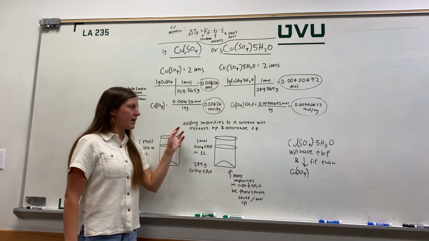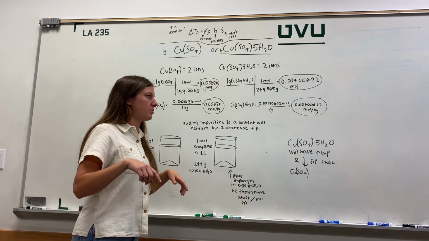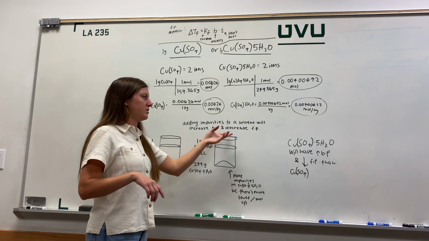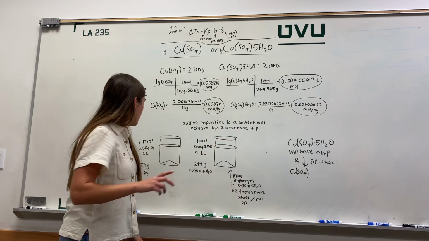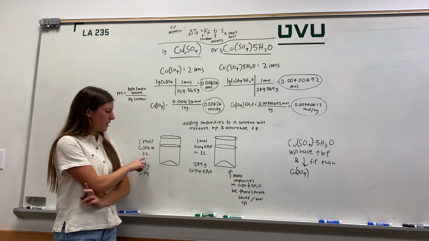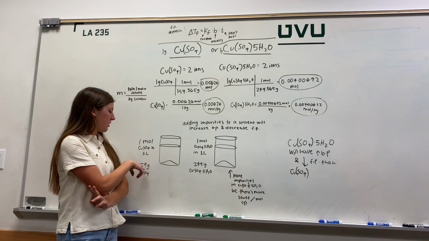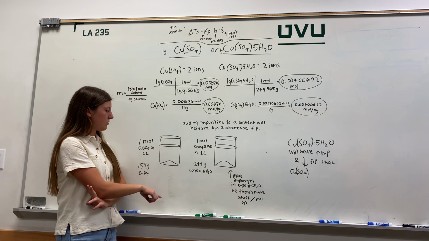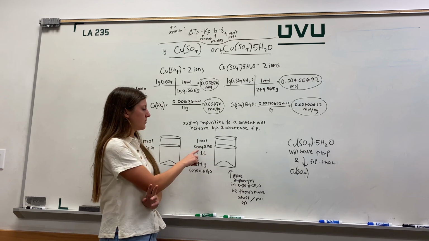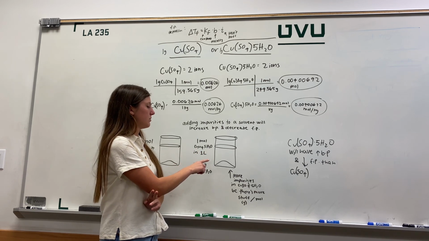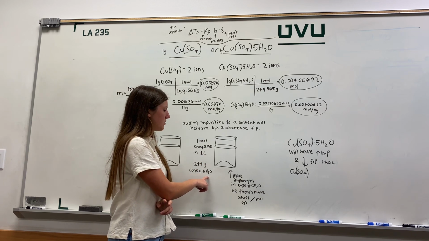We learned in class that adding impurities to a solvent will increase the boiling point and decrease the freezing point, or I guess you could say increase the freezing point depression. So if we put 1 mole of copper 2 sulfate in a liter of solvent, that would be 159 grams of copper 2 sulfate in here. And we do the same thing over here. We have a mole of copper 2 sulfate pentahydrate in 1 liter, which is 1 kilogram. Then that's 249 grams of copper 2 sulfate pentahydrate.